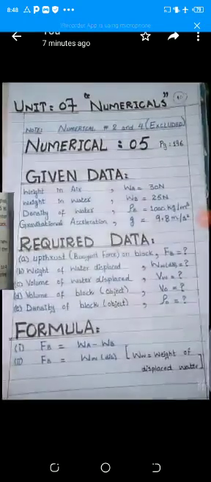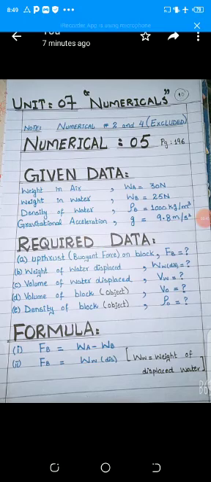Now we are going to start numerical number 5 and the given data is: weight in air W equals 30 Newton, weight in water WB equals 25 Newton, density of water equals 1000 kilogram per meter cube, gravitational acceleration, we know, equals 9.8 meter per second square.